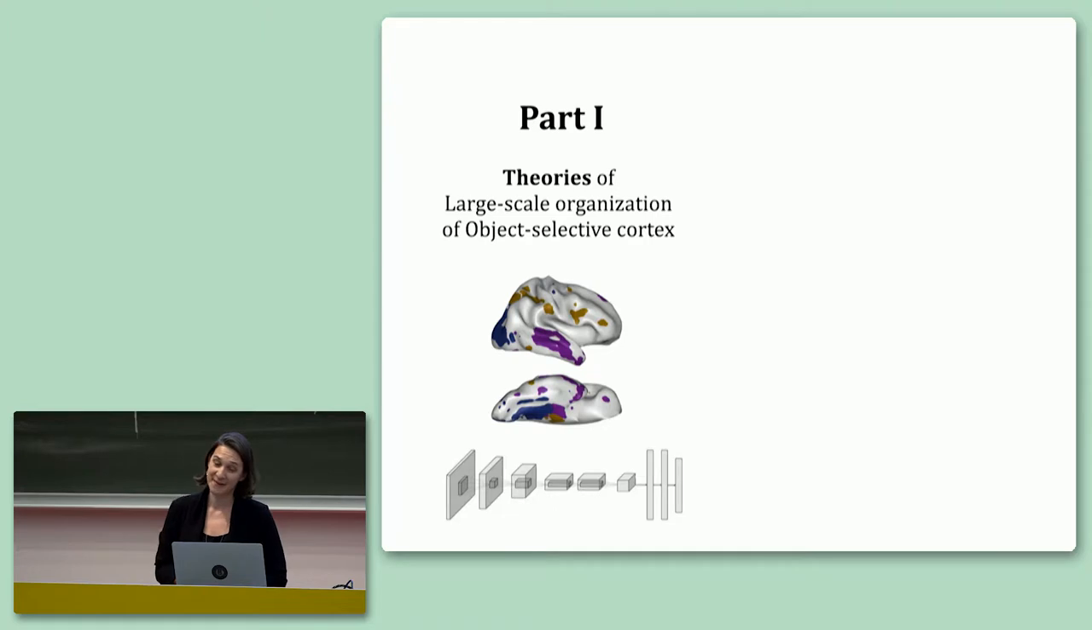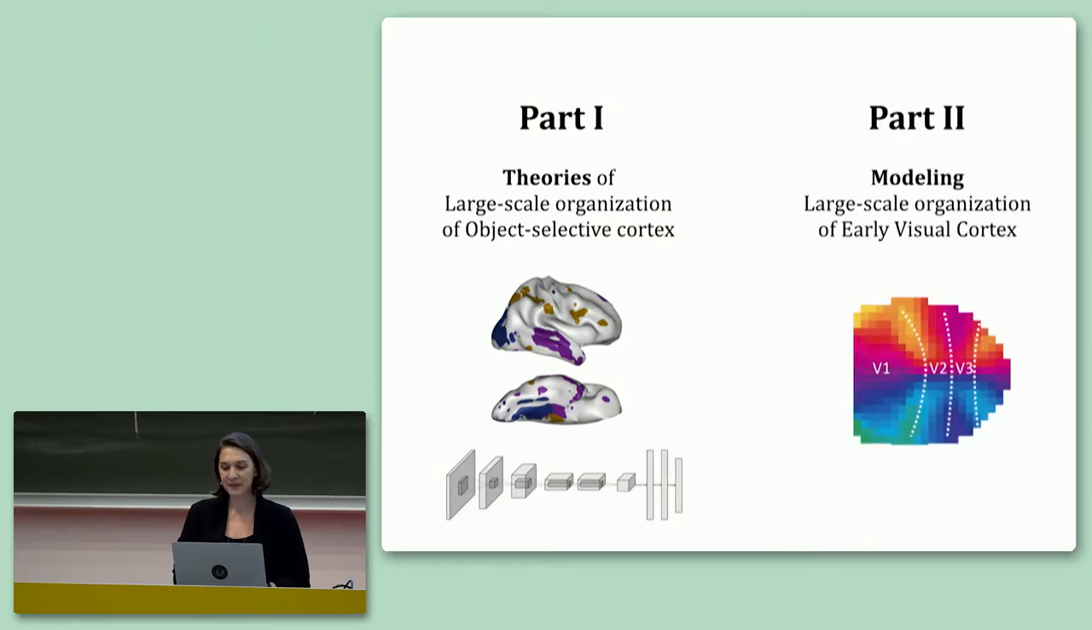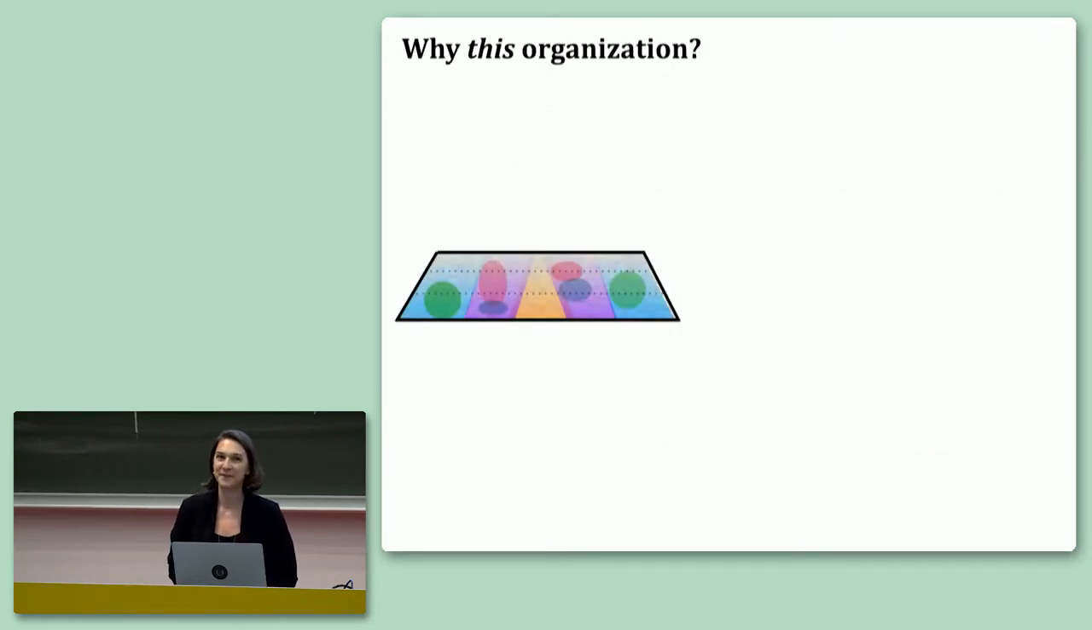Okay, so in the first part, I'm going to go through some theories of why that organization is the way it is, and then show you some empirical evidence and some modeling work that are getting at those. And then in the second part, I'm going to show you a modeling framework that we think is going to be useful to go from well-specified representational spaces into topographic predictions. Okay. So this is the theoretical interlude.